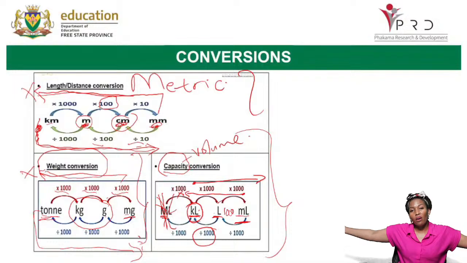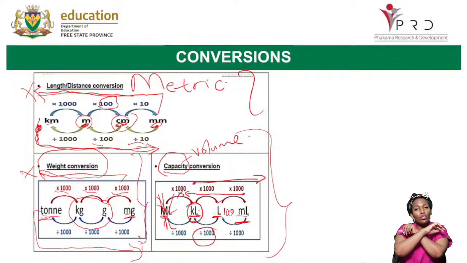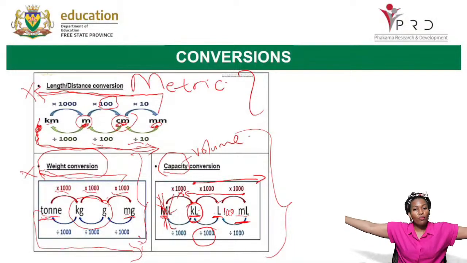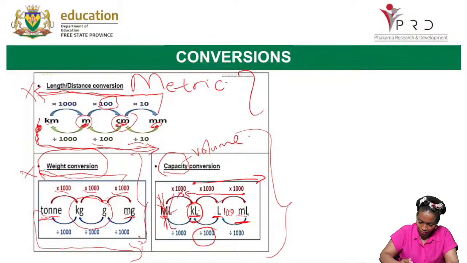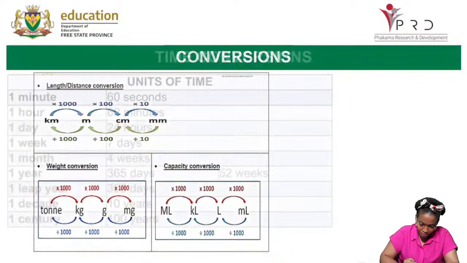I think I showed you this trick the other time: if you are moving from a bigger unit to a smaller unit, we are going to multiply. If you are moving from a smaller unit to a bigger unit, what are we doing? We are dividing. If we move from a bigger unit to a smaller unit, what are we going to do? We are going to multiply.